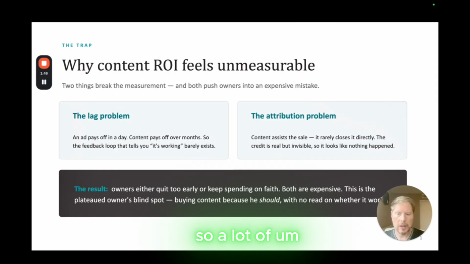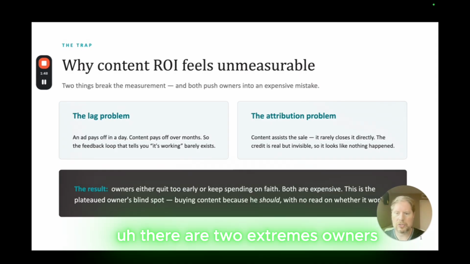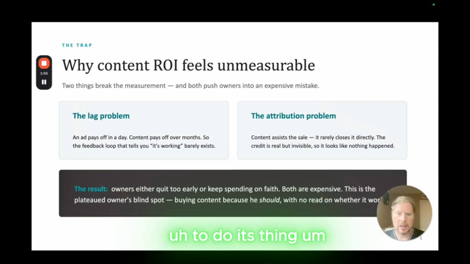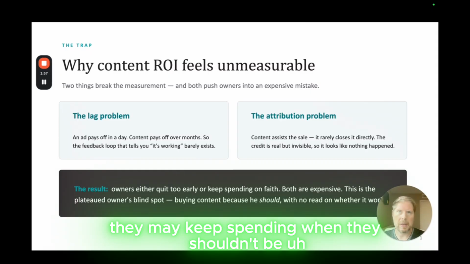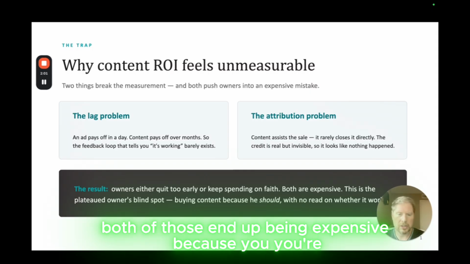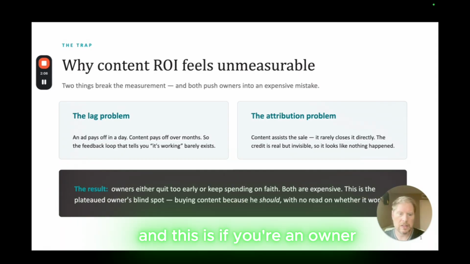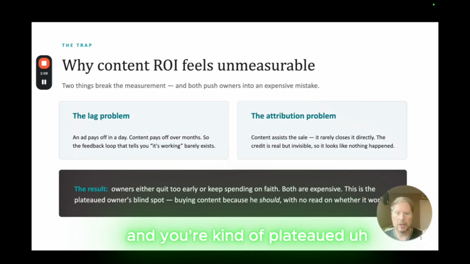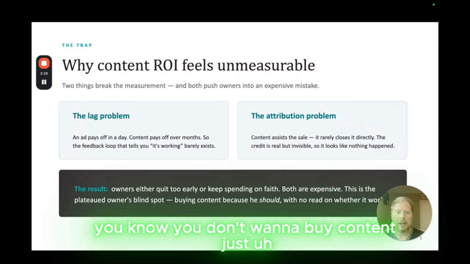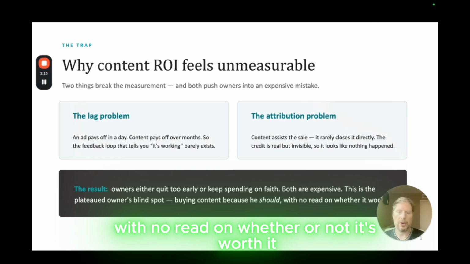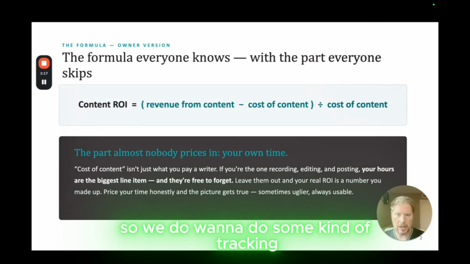So there are two extremes. Owners may quit before they actually allow their content to do its thing, or they may keep spending when they shouldn't be. Both of those end up being expensive because you're losing clients or you're losing money. And if you're an owner and you've kind of plateaued, you don't want to buy content just because you should, with no read on whether or not it's worth it. So we do want to do some kind of tracking.